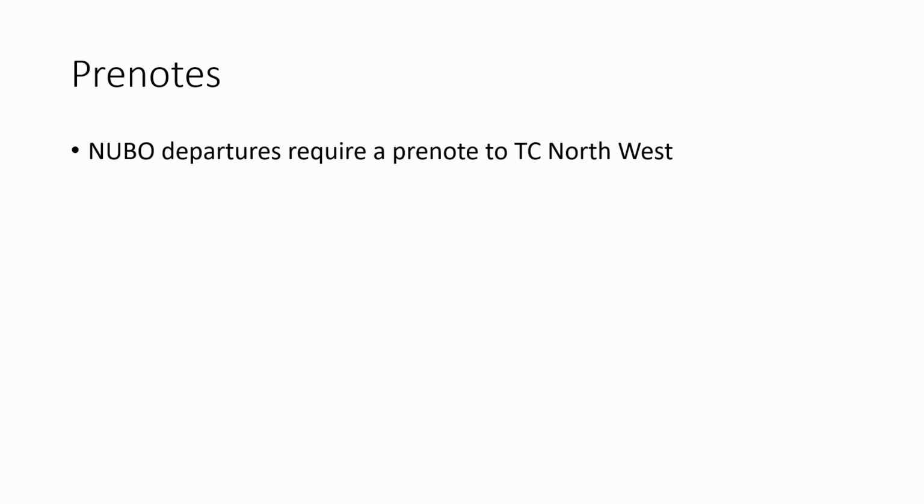Nugbo departures go through the Luton Gate, of which all arrivals from the north of England are vectored through the Luton Gate. So you have this conflict, because you've got to get these departures above the arrivals, and it becomes very annoying. So you have to pre-note TC Northwest to let them know that there's going to be this conflict between the Nugbo departures and Luton Gate arrivals. And it's just being nice and letting them know.